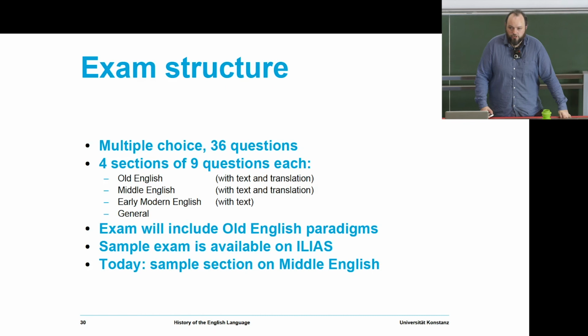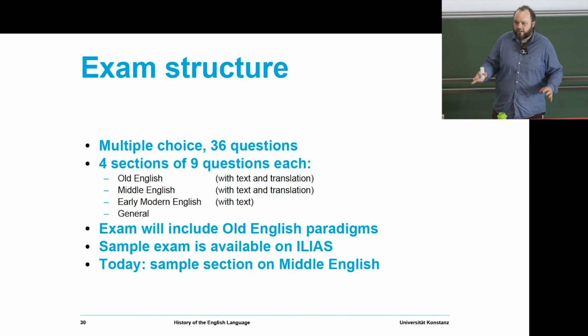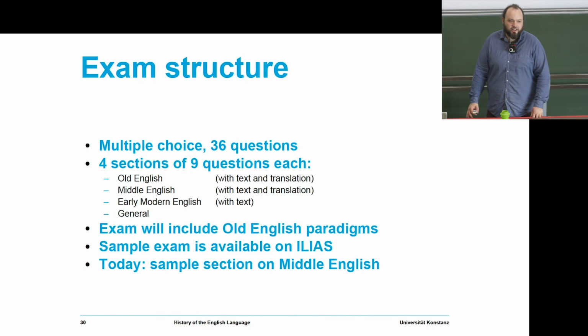You'll get 9 questions about that text. 9 questions on Middle English, 9 questions on Early Modern English, and then there is a kind of random selection of other stuff in the final section. So this is a sort of general section, which is not based on any kind of text.